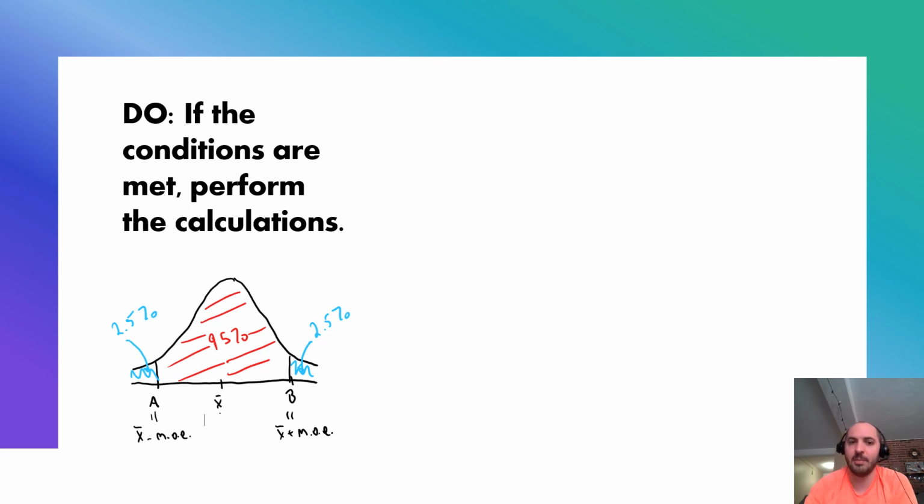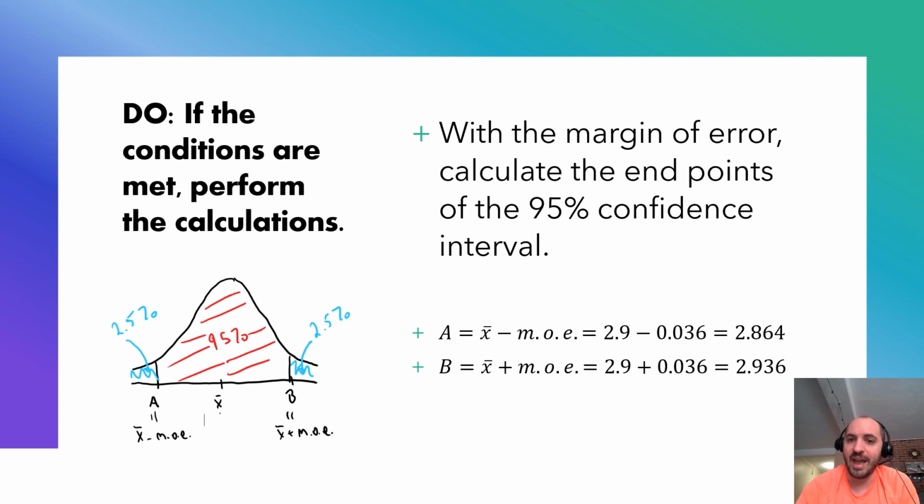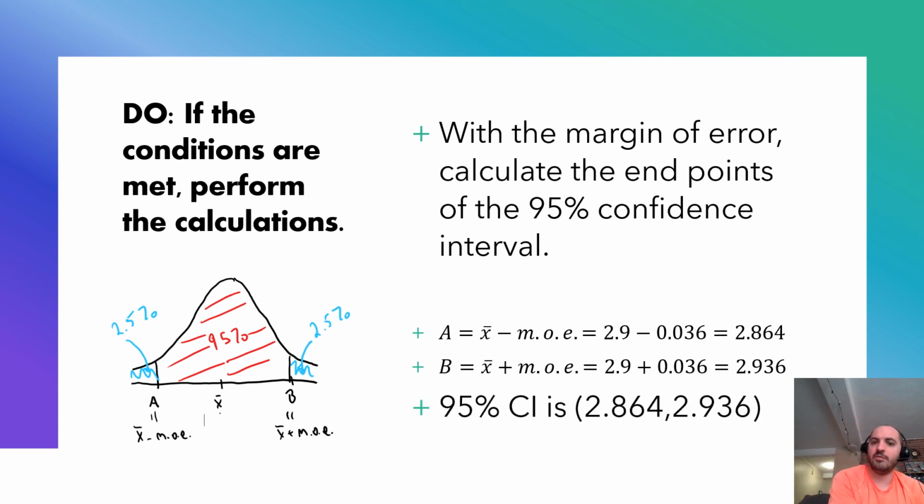Now that you have a margin of error, you know how far away A and B are each from our point estimate. B is going to add the margin of error to our point estimate. A is going to be what we get when we subtract our margin of error from our point estimate. And we can do both of those out to get a lower bound for our confidence interval of 2.864 and the upper bound of 2.936. So this gives us our 95% confidence interval.